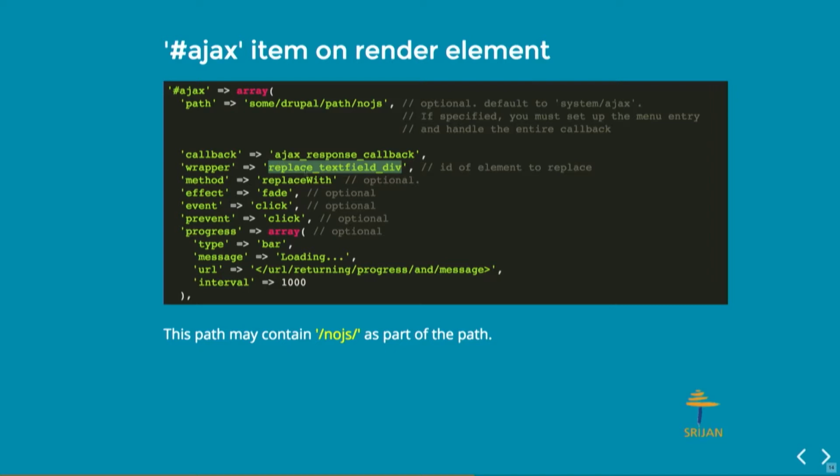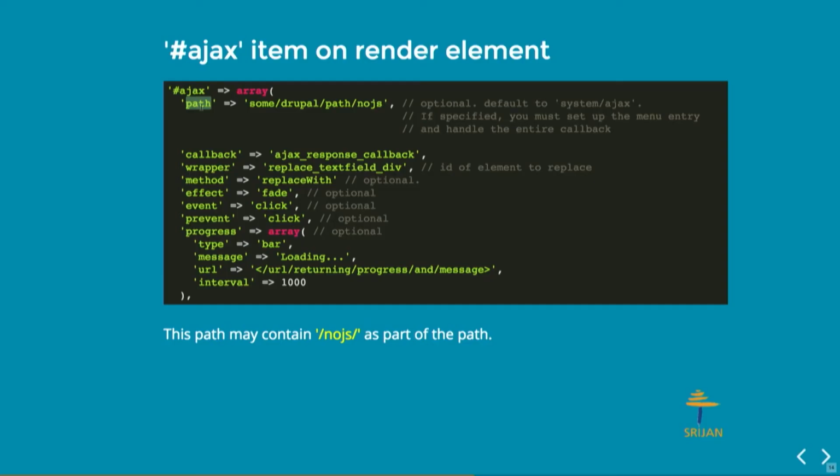So here I'm saying that this is the ID of that element. When I get a response, it's going to take the response and replace the content of this ID with the response which I got. Okay, and you can specify other options like effect, event, and progress bar, if you want to show the progress bar or the throbber.